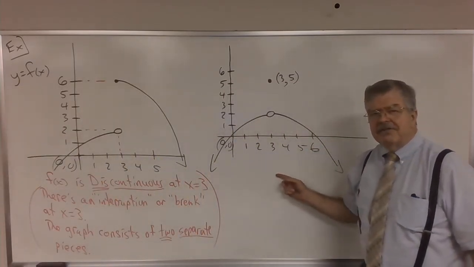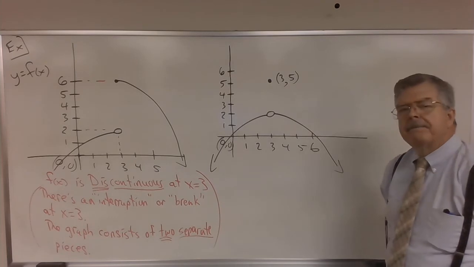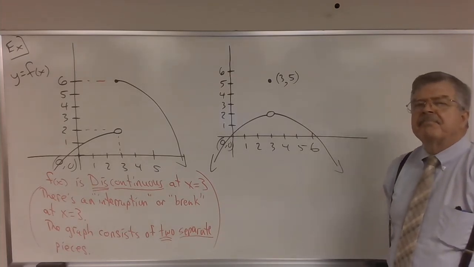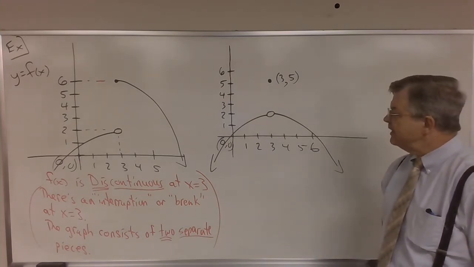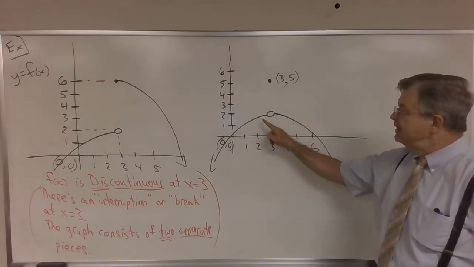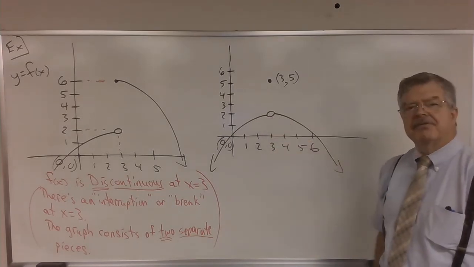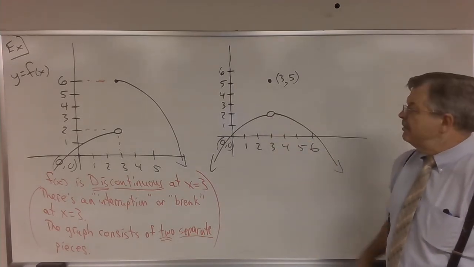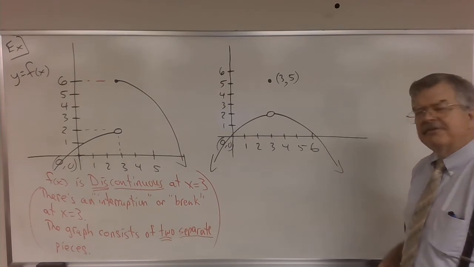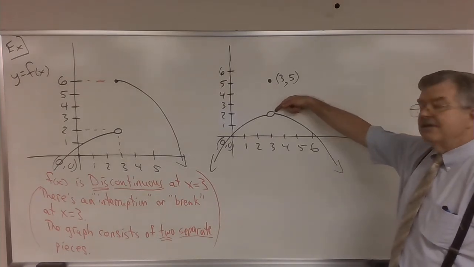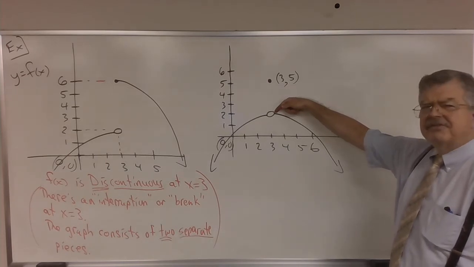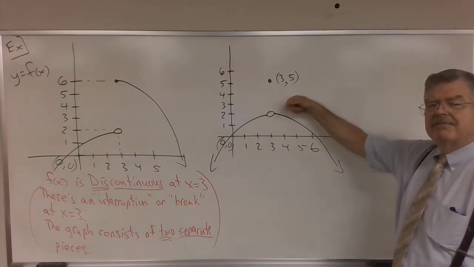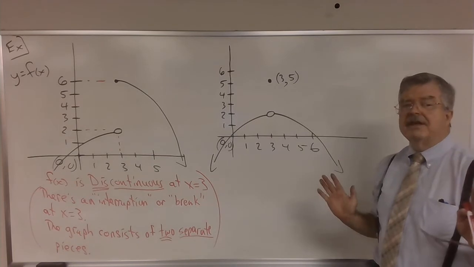Now let's look at this example. We might be hesitant because it almost looks like this piece and this piece join together at x equal 3, but we're not going to commit ourselves to saying that because we see this open circle here, which means that this is not a point that's on the graph. And if that's what we're thinking, we're right.